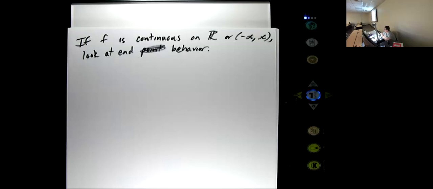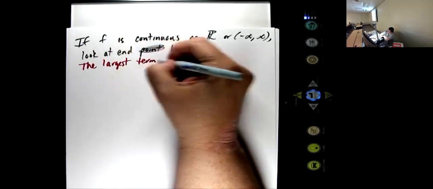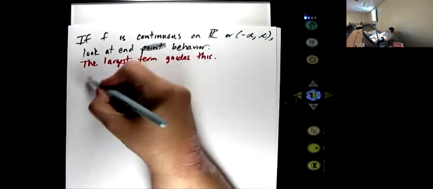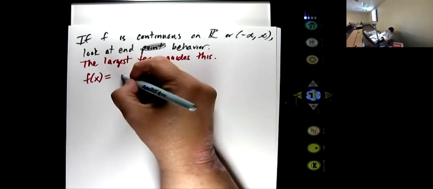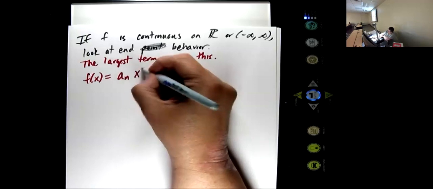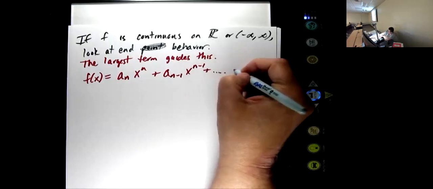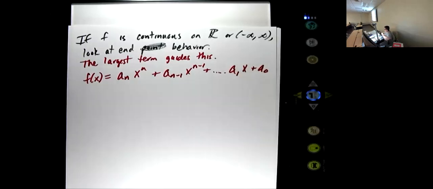Really, what guides this is the largest term. The largest term guides this. So if we have f(x) = a_n x^n + a_{n-1} x^{n-1} + ... + a_1 x + a_0, like this is our standard polynomial setup. This is the largest term.